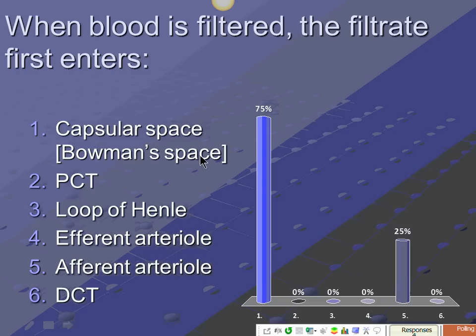Remember, the filtrate enters the capsular space. What is entering the afferent arteriole is blood, not filtrate. The filtrate is the one which enters the capsular space, okay? It's blood which is in the afferent arteriole. Remember, filtration occurs through the glomerulus, which is after the afferent arteriole. So it enters the capsular space.